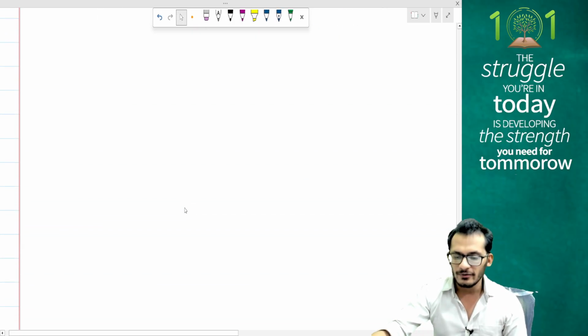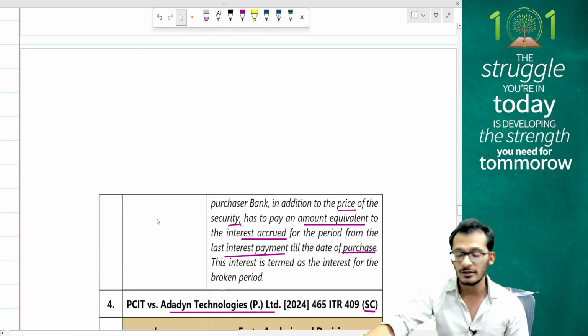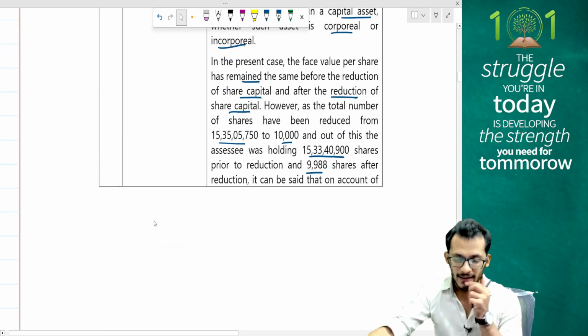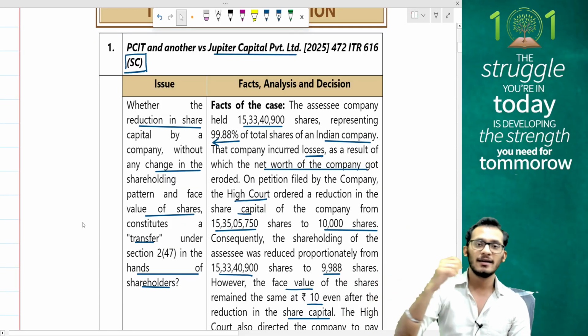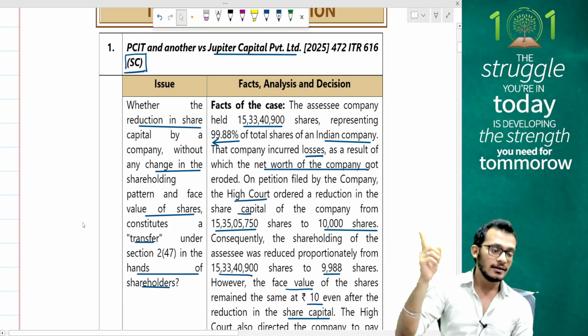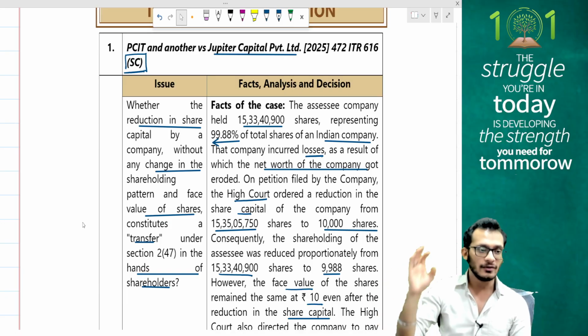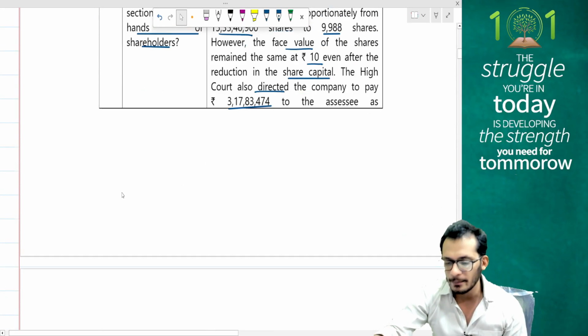So, 5 case laws which we have discussed, people. I'm quickly summarizing all the case laws so that you can quickly remember them. Case law number 1, which was a Supreme Court judgment, is about Jupiter Capital. This case law clarified that when there is a reduction of share capital, the person whose shares are extinguished will be eligible for a capital loss.